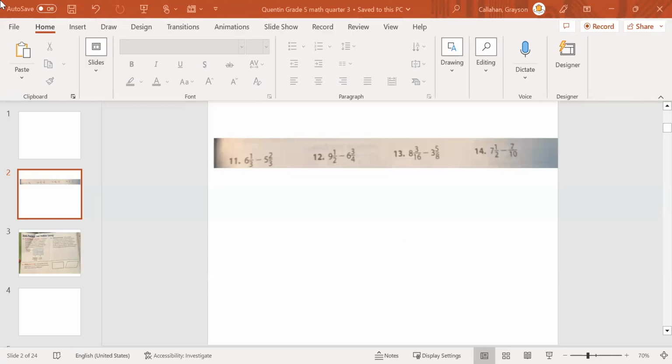Okay, so this is week 3, Thursday, or I'm sorry, Wednesday, to go over with Quinton for Math 5 on fractions. All right, so we're gonna go over number 12.